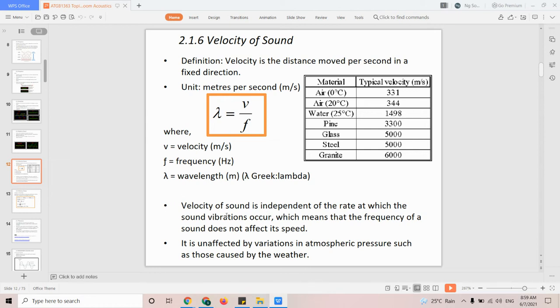So here, the velocity of sound is independent of the rate at which the sound vibration occurs, which means that the frequency of a sound does not affect its speed. How fast a sound moves is independent of how high or how low the frequency is. There's no impact behind it. It's also unaffected by variation in atmospheric pressure, such as those caused by the weather. So how fast a sound moves is independent of a lot of variables.